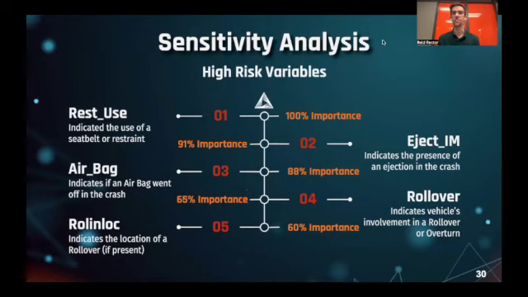Followed by that is the presence of an ejection in the crash at 91% importance. Next is whether or not an airbag went off at 88% importance. On fourth place is the presence of a rollover or an overturn in the crash at 65% importance. And in fifth place, with 60% importance, is the location of a rollover if it's present.